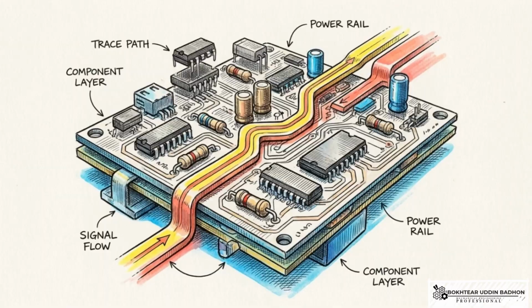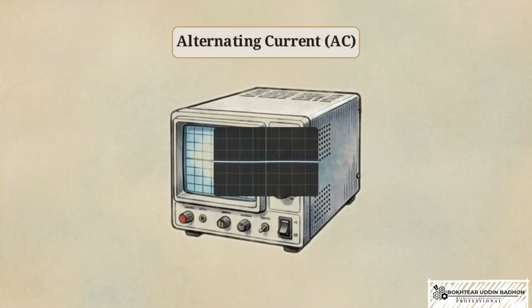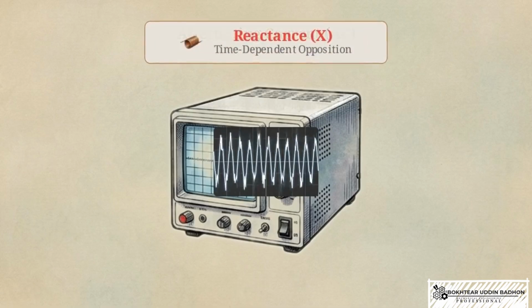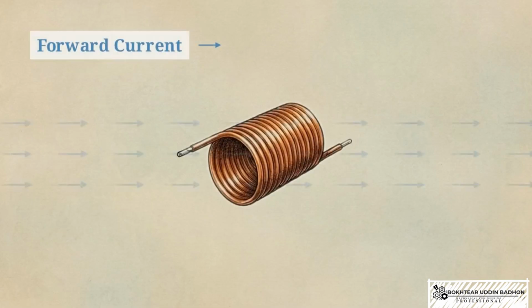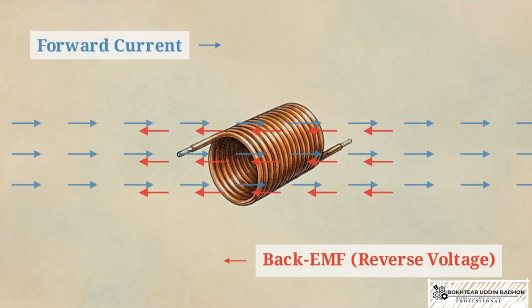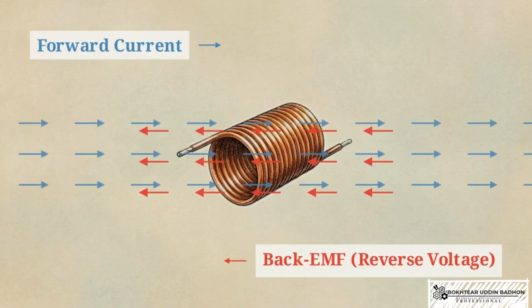In an oscillating circuit, the physics of the environment shift. At high frequencies, components offer reactance, a time-dependent opposition to the continuous changes in current flow. An inductor is simply a coil of wire, but its physical geometry gives it a unique trait. It actively fights any change in current by generating a reverse voltage, known as back EMF.